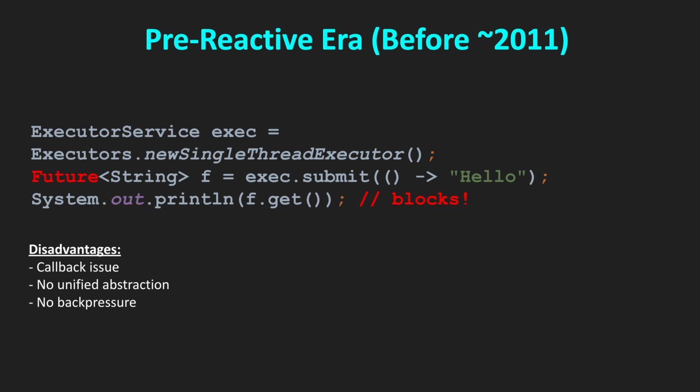That is before 2011. Before 2011, the way we could create an asynchronous, or reactive, program in Java was to use a Future. Future has several disadvantages. One is that it has a callback issue, it has no unified abstraction, and there is no back pressure handling in Future. Also, Future can be blocking. For example, in this case, if we try to get the value from our Future, then this part of the code is blocking.